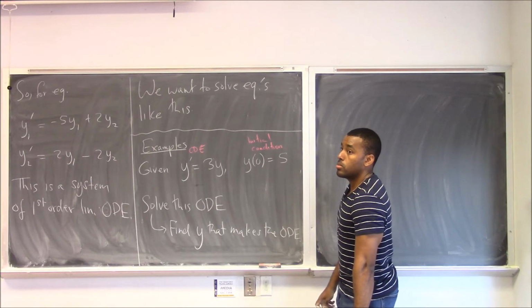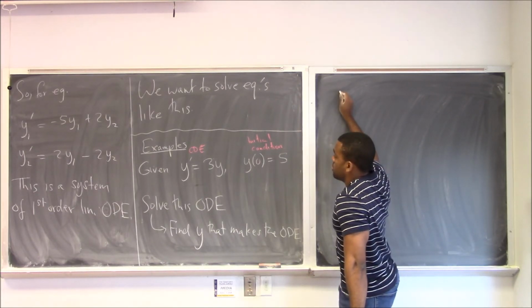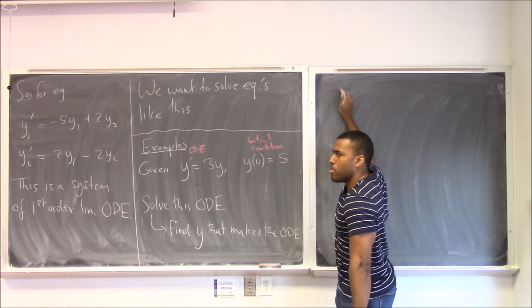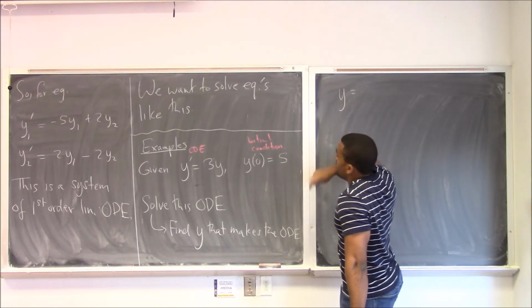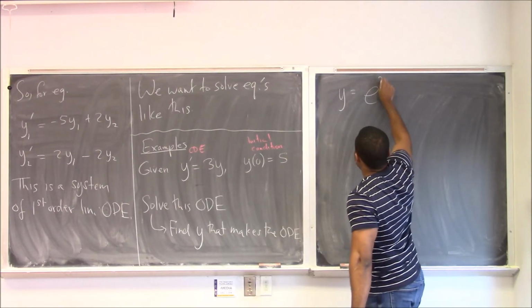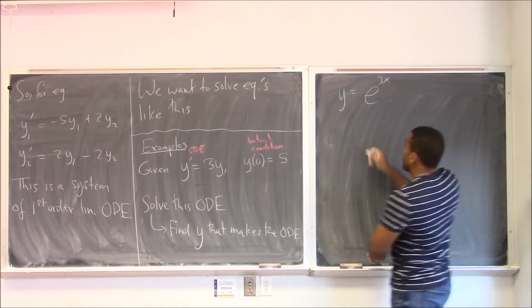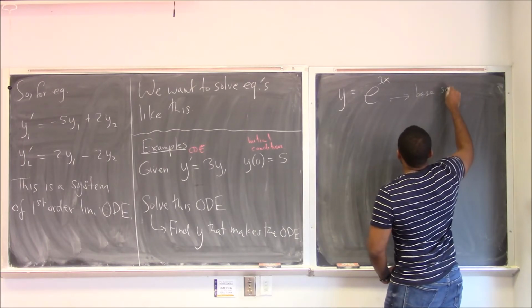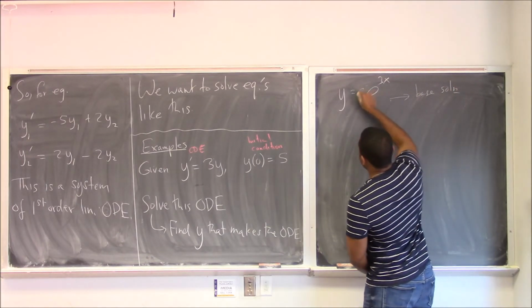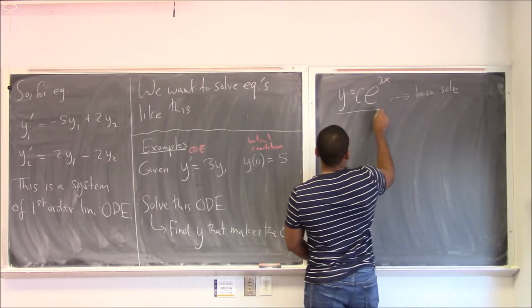Yeah? y equals e to the 3x plus 4. No, the plus 4 is a problem. So y is going to be e to the 3x. Okay? So this is the base solution. It turns out that any constant times this will work. This is called the general solution.